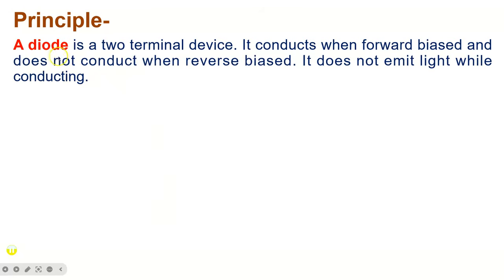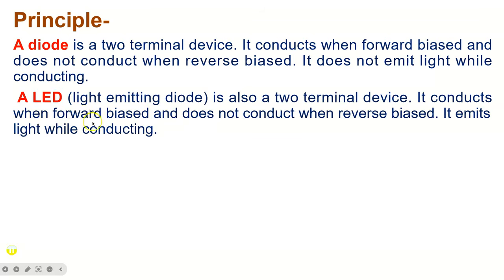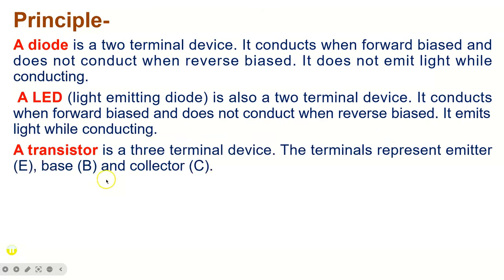Principle: a diode is a two-terminal device. It conducts when forward biased and does not conduct when reverse biased. It does not emit light while conducting. A LED, light emitting diode, is also a two-terminal device. It conducts when forward biased and does not conduct when reverse biased. It emits light while conducting.